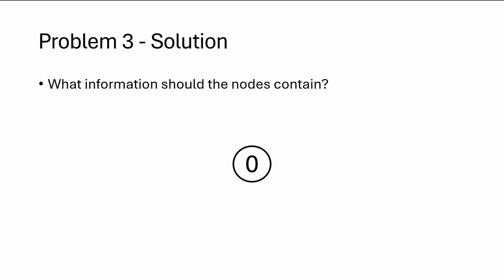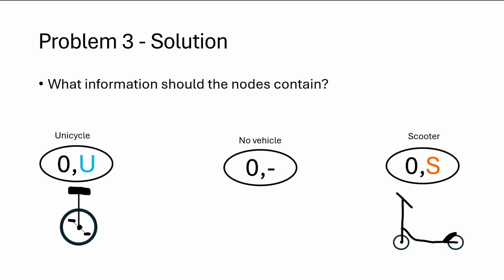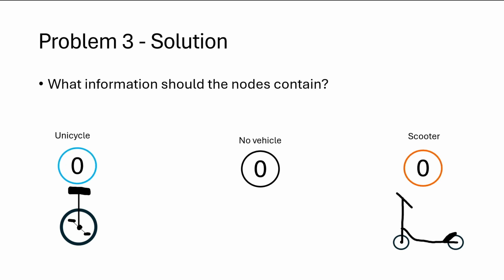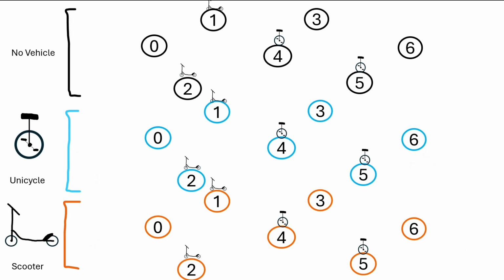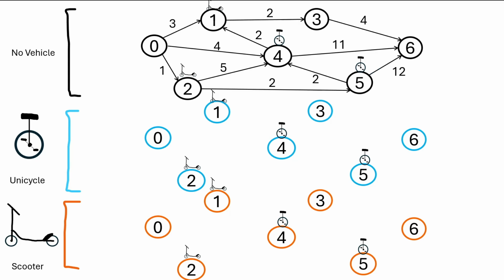Once again, we have to figure out what information we should store in our nodes. Hopefully, it doesn't come as a surprise by now that we will store which vehicle we're currently using. I will use just color coding for now to make the resulting graph a bit clearer. In the example graph we are looking at, this is what the new nodes look like. Now on to adding the edges.